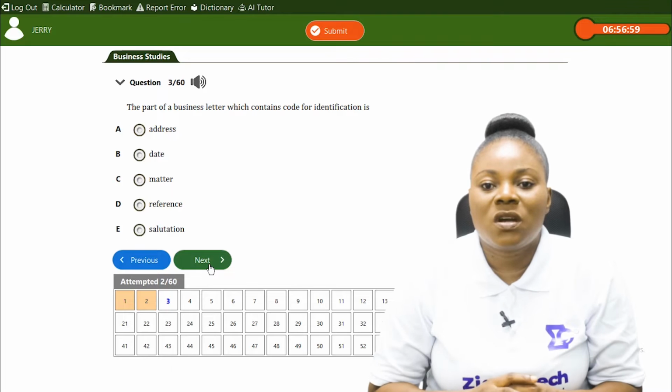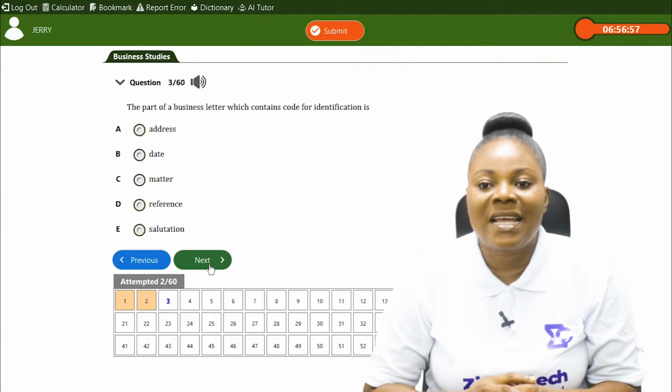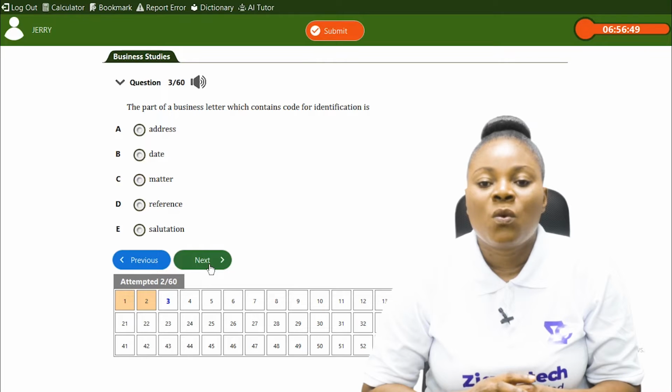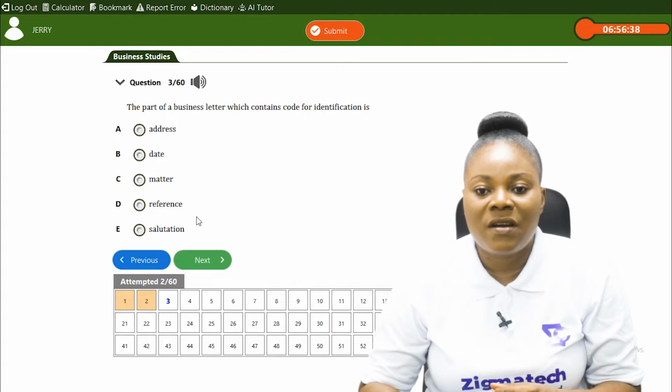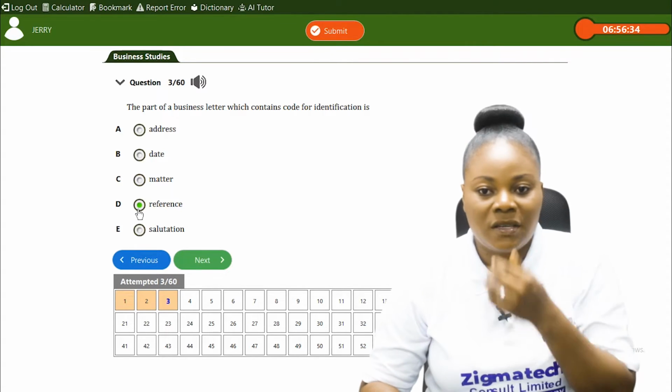The next question says the part of a business letter which contains a code for identification is: A, address, B, date, C, matter, D, reference, E, salutation. The answer is D, reference.